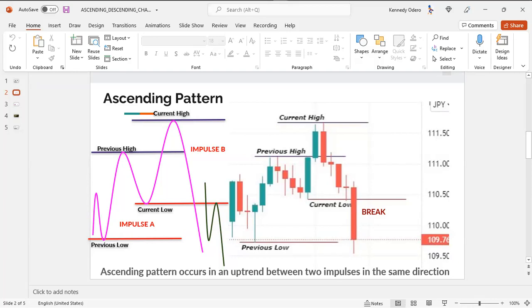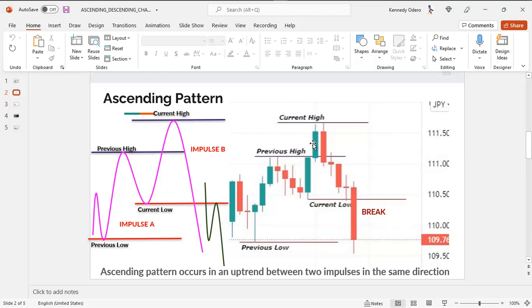Anyway, sorry for that. I think we are all muted now. So normally, this green candle broke this previous impulse and created a new impulse, what we're calling impulse B.